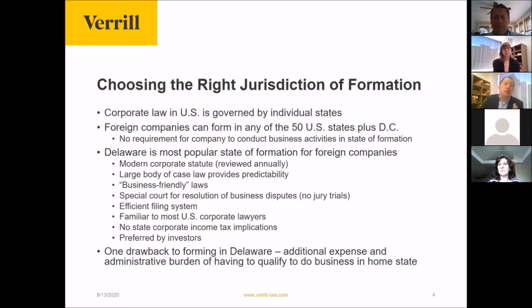So how does a company decide where to form? Delaware is overwhelmingly the most popular state of formation for foreign companies for a variety of reasons, some of which, frankly, are self-fulfilling. For one, Delaware has a modern corporate statute, which means it's reviewed annually and updated as necessary to clarify provisions and adjust to current trends. At the same time, because there are so many Delaware companies formed, it has a significantly large body of case law that provides guidance and predictability. So, Delaware has this ability to strike a great balance between being both flexible and stable.